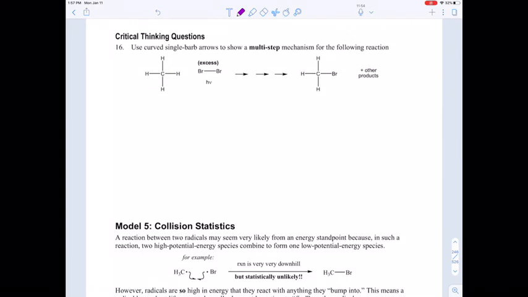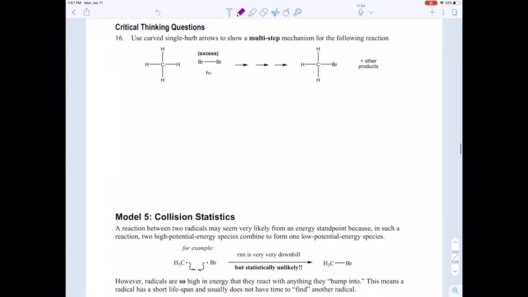Okay, use curved single barb arrows to show a multi-step mechanism for the following reaction. Okay, so this is going to take a little bit of thinking. First thing we need to do is make a radical. We're going to have 4 reactions here, spaced like this. Don't write this too big, because we're going to have 4 big reactions in here. The first thing is we need to make some radicals.